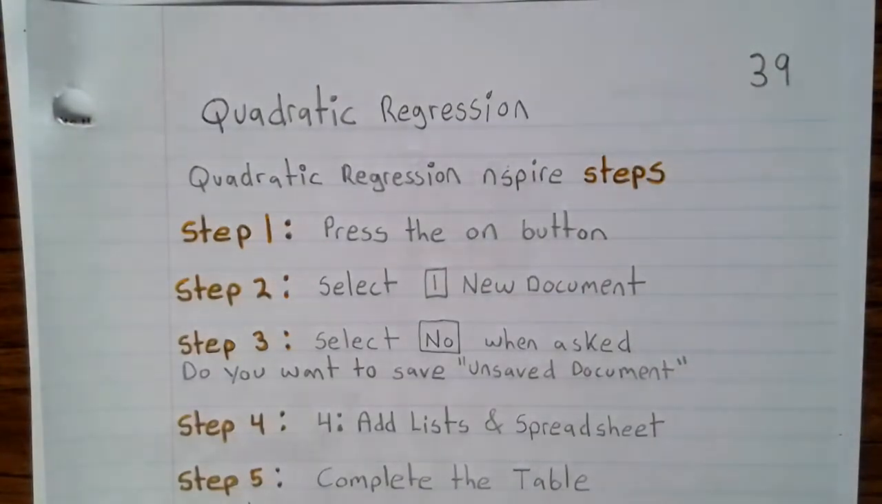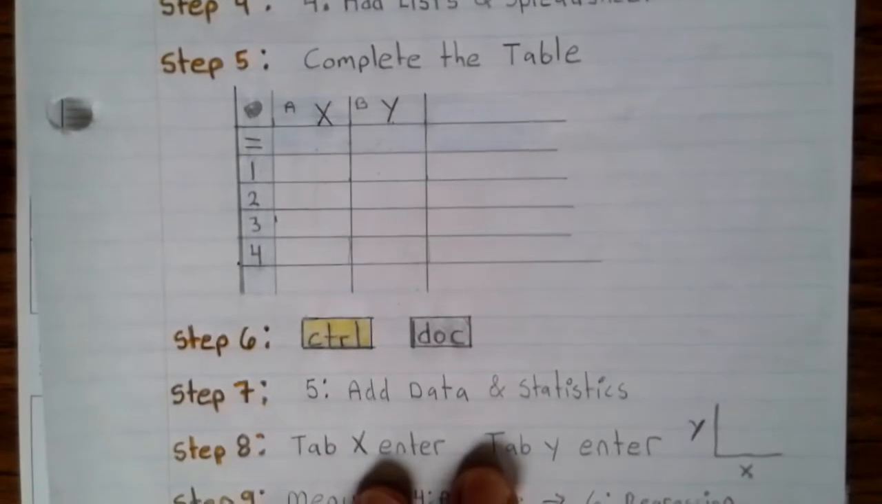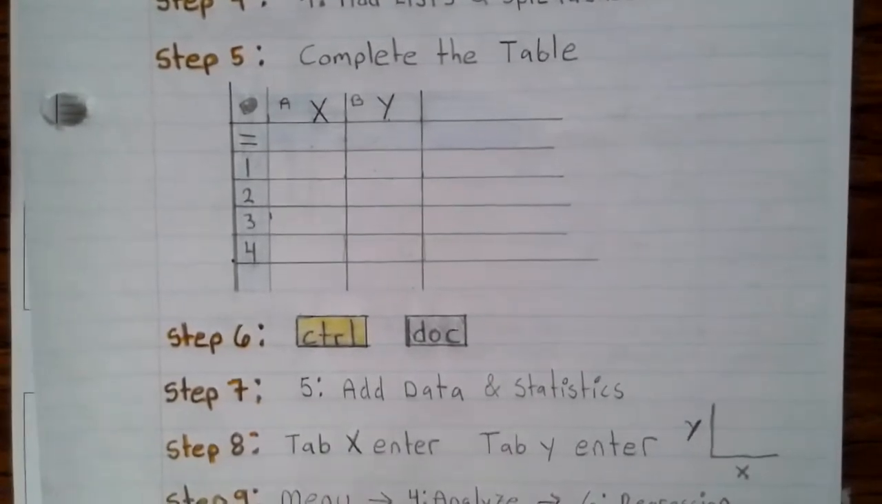Step 1, press the On button. Step 2, select 1, New Document. Step 3, select No when asked, do you want to save unsaved document? Step 4, select 4, Add List in Spreadsheet. Step 5, complete the table.